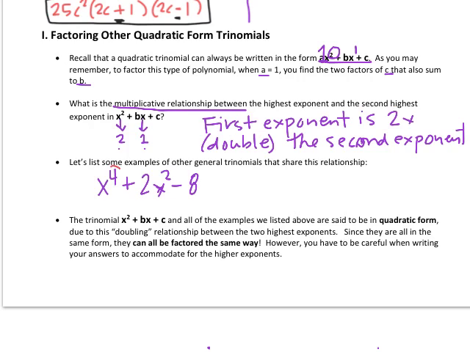Is it true that the first exponent is twice or double as big as the second exponent? Yes. Okay, so we're going to learn how to deal with this type of problem. So let me give you another example.